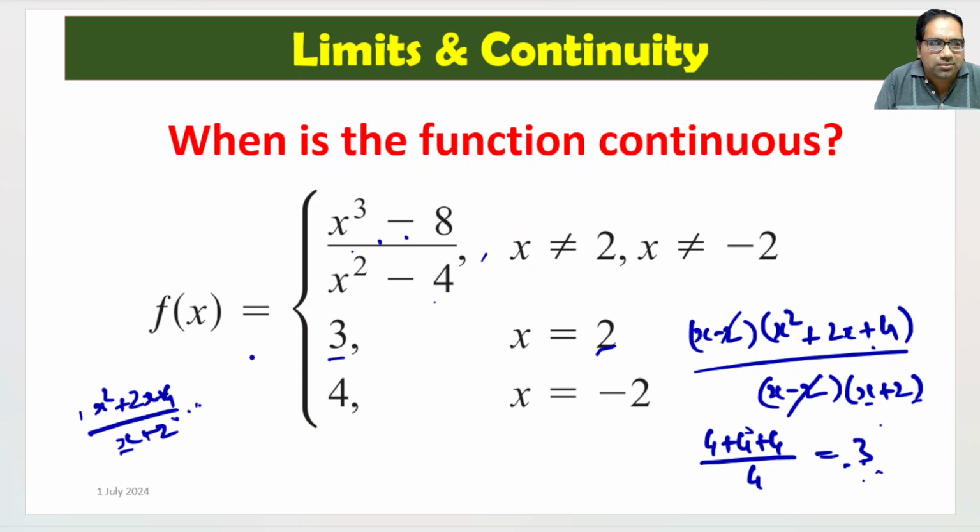At x equals minus 2, there is no other common factor, and the denominator becomes 0, and this one will fail, right? The denominator will become 0, and the limit doesn't exist here, right? So because the limit doesn't exist, we cannot define f of x equal to 4. This 4 will not help, because defining f of x equal to 4 at x equals minus 2 doesn't help, because there is no limit at x equals minus 2.